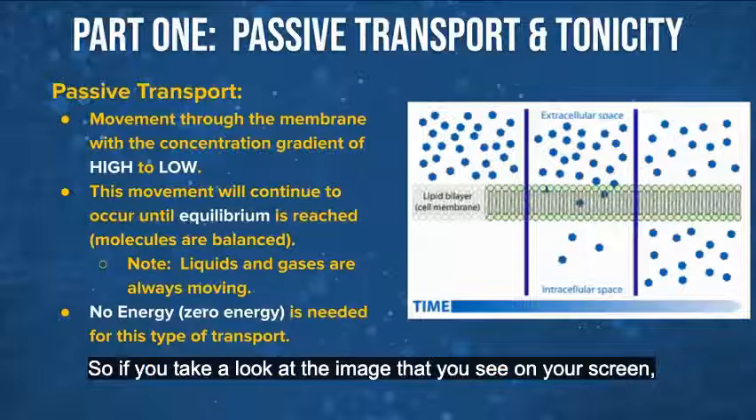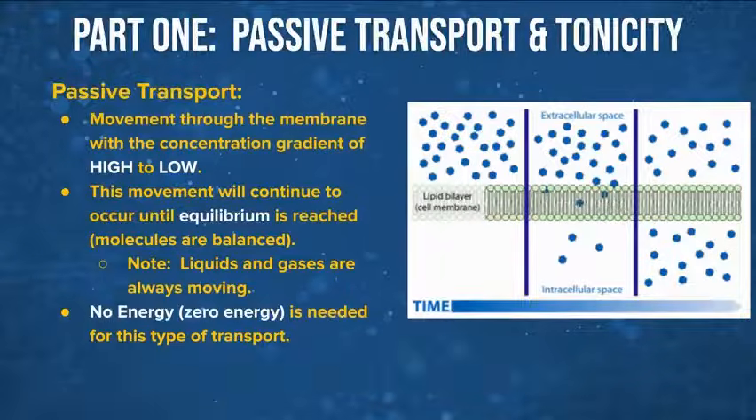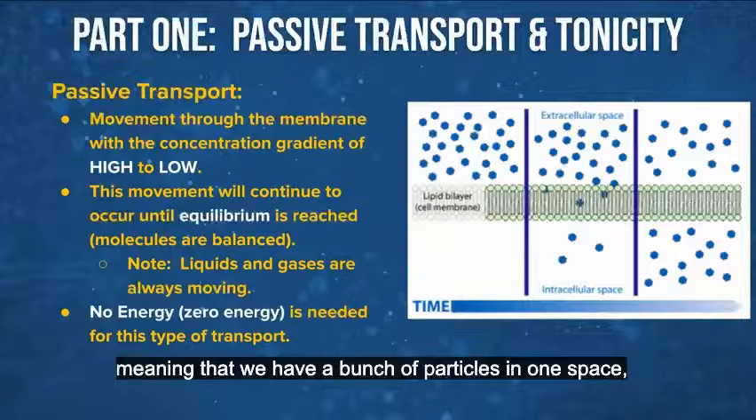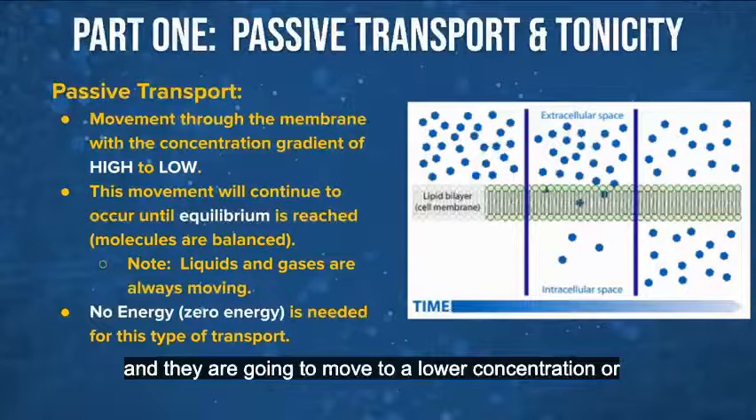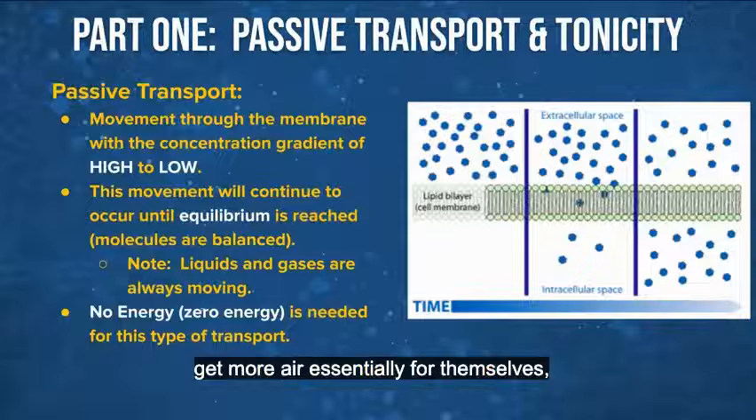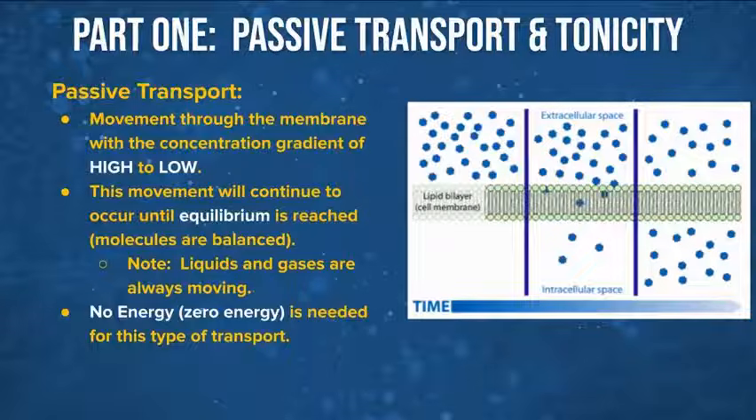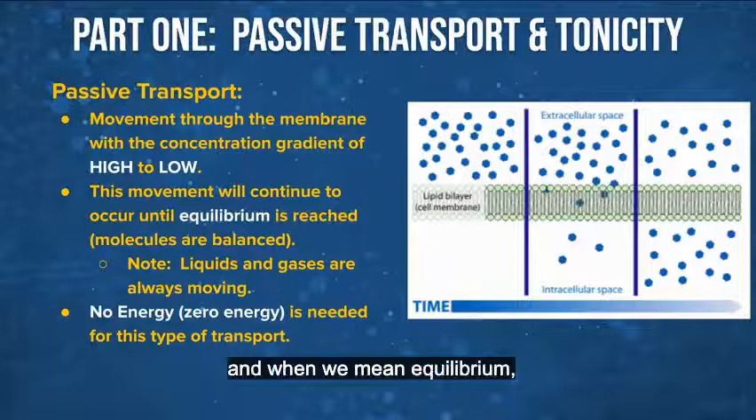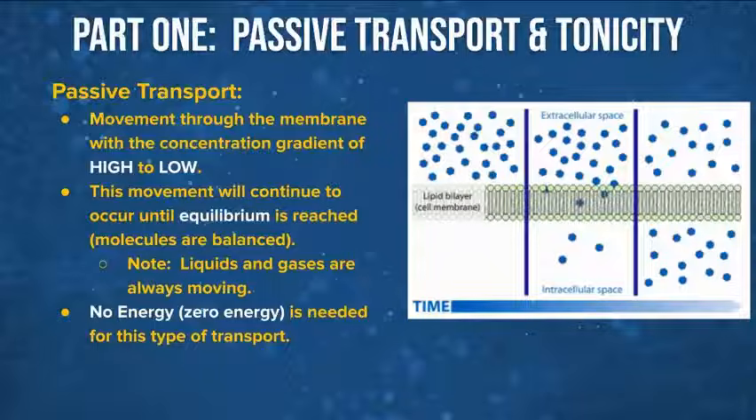If you take a look at the image on your screen, this symbolizes passive transport. We have particles at a high concentration, meaning we have a bunch of particles in one space, and they are going to move to a lower concentration, or get more air essentially for themselves, and move to a place where there's not a lot of particles. We want to reach equilibrium. When we say equilibrium, that means that both sides of the cell membrane are equal.